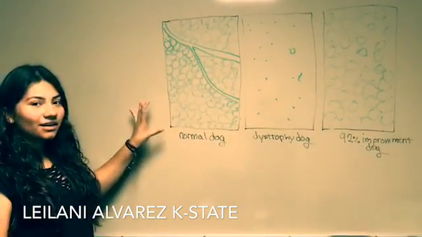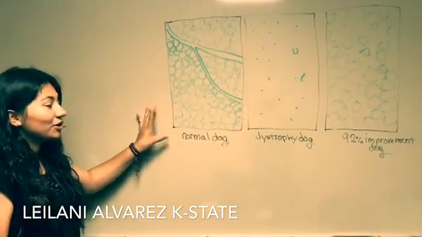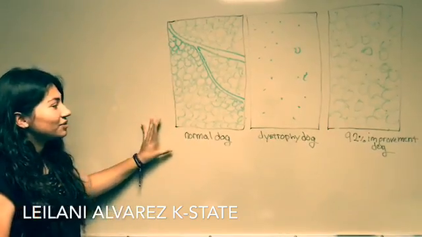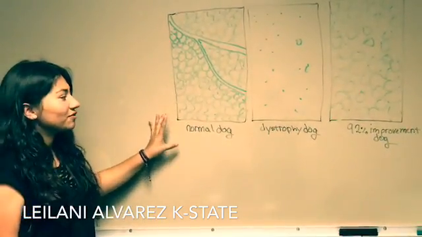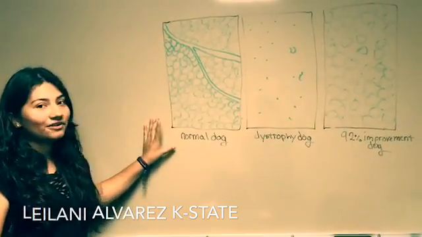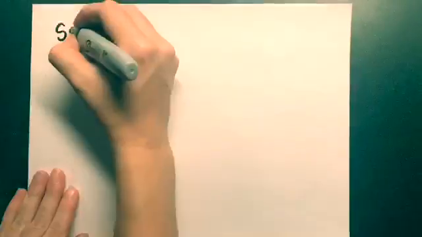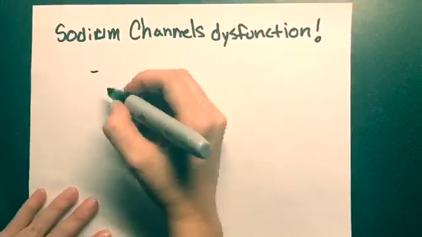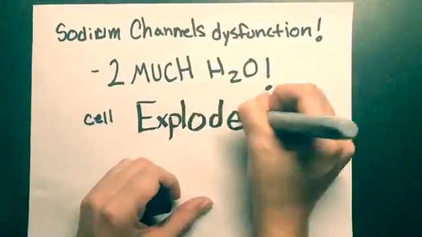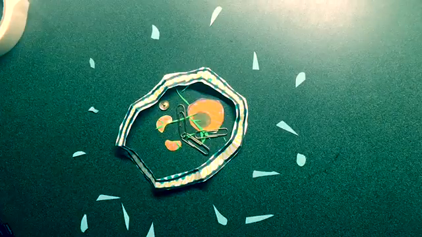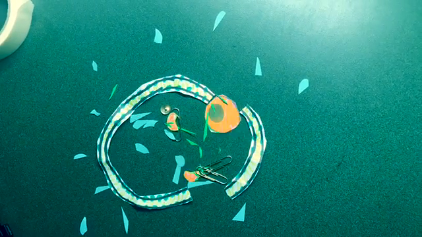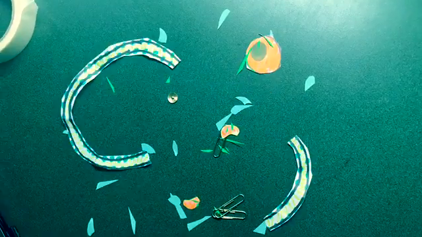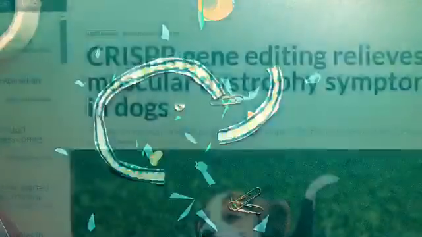However, this heart muscle improvement is probably more important than the tongue, because if we want to incorporate this type of improvement to humans, most humans who suffer from muscle dystrophy die due to heart failure. The deficiency causes sodium channels to dysfunction, allowing too much water into the cell, which then causes cell death by explosion. These dead cells are replaced with adipose and connective tissue, which aren't much use as muscles.